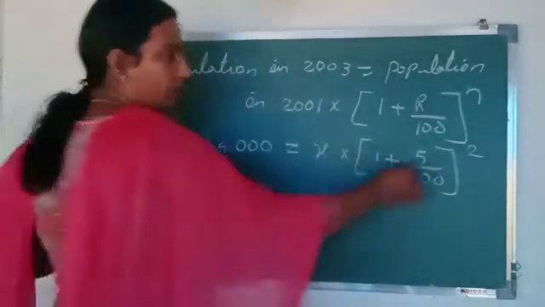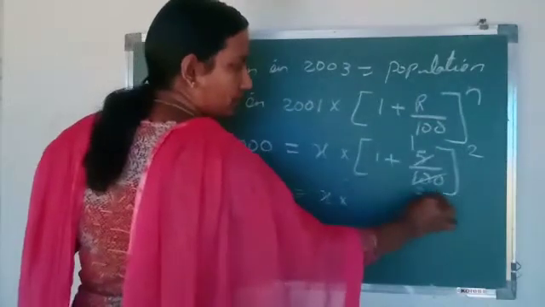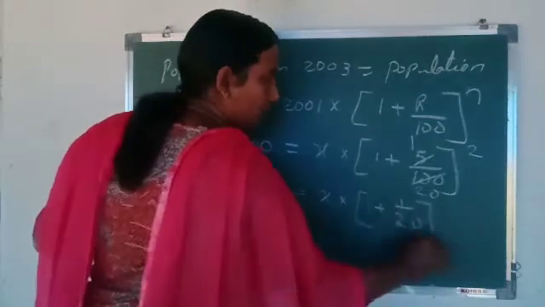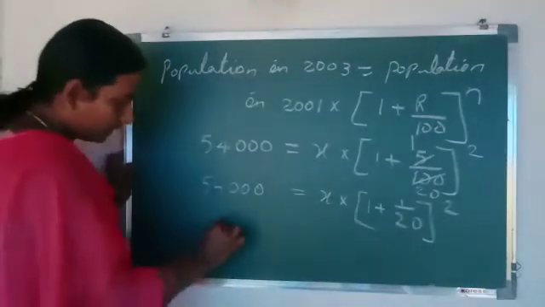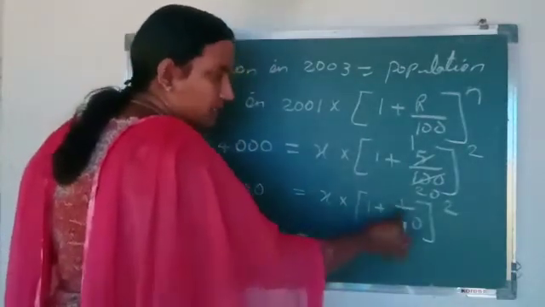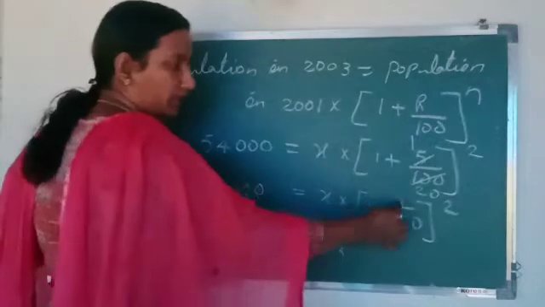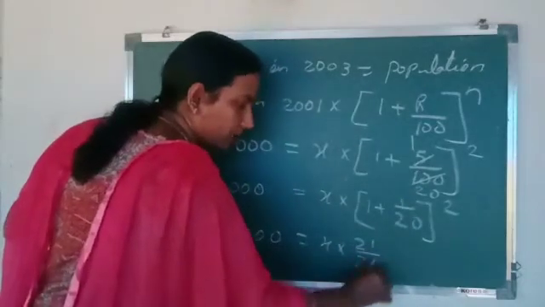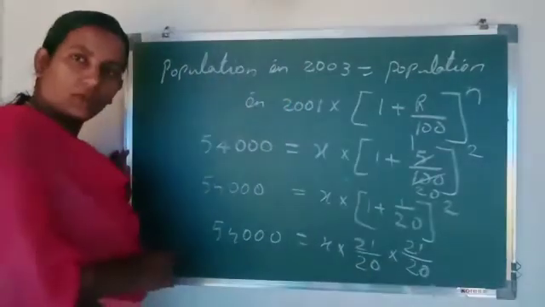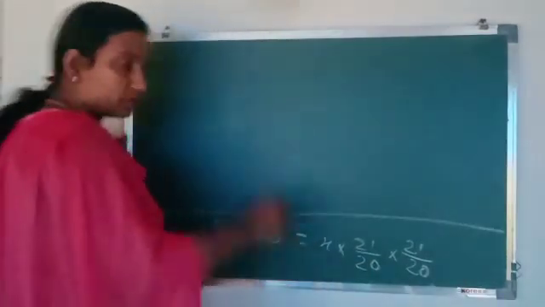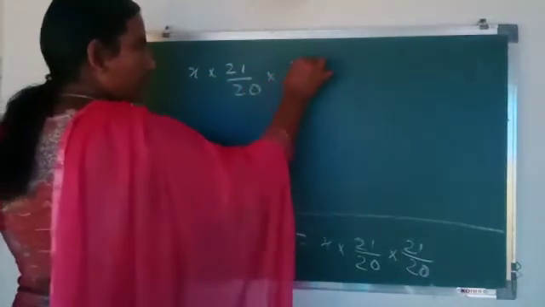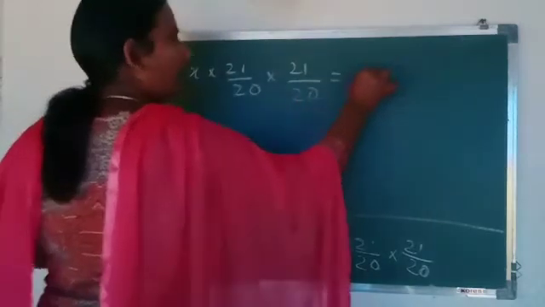So 54,000 is equal to X into, we can simplify it, 5 is a common factor, 5 into 1, 5 into 20. That means 1 plus 1 by 20 whole square. So 54,000 is equal to X into 1 plus 1 by 20, which is 20 by 20, so 21 by 20 whole square. That means 21 by 20 into 21 by 20. Now I interchange the sides, so X into 21 by 20 into 21 by 20 is equal to 54,000.